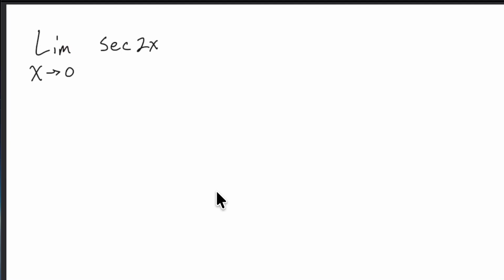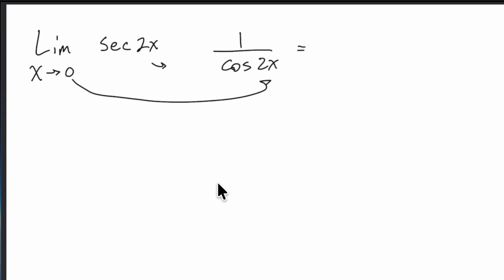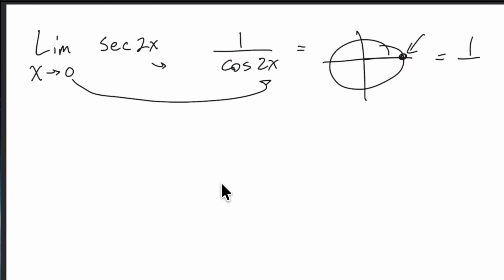Next, we have the limit as x approaches 0 of secant of 2x. So we're going to change secant of 2x to 1 over cosine of 2x. And then we're going to go ahead and plug 0 right in there. Because the cosine of 0, recall, if you're at 0 degrees, your cosine value is the x-coordinate, which is 1. So this is just going to be 1 over 1, or 1.